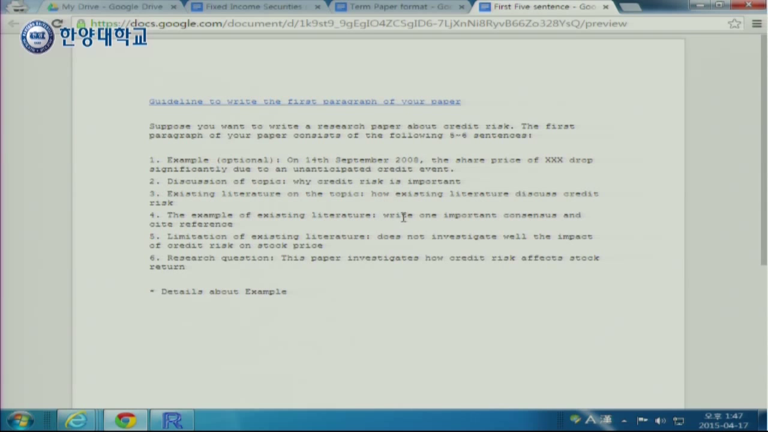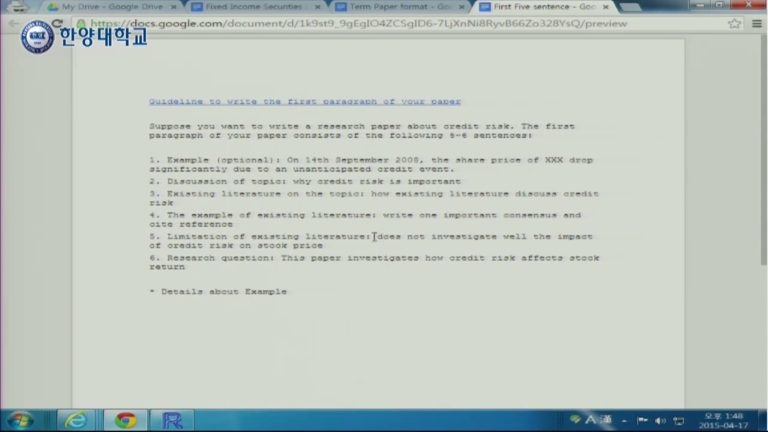The third sentence of the first paragraph, you have to discuss the existing literature on the topic by consensus. And then the fourth sentence is an example of the existing literature. And the fifth sentence, you have to discuss the limitation of the existing literature. And the sixth sentence is your research question. So you have to state your research question.